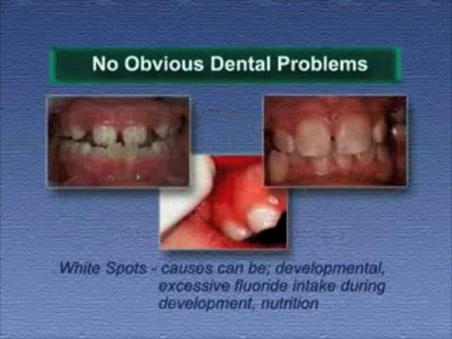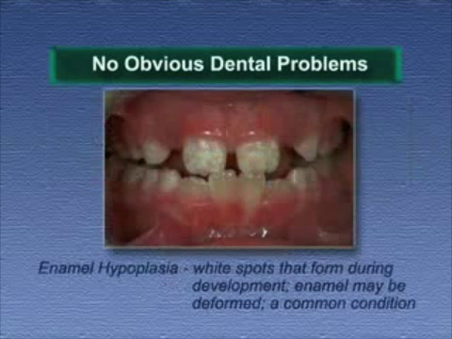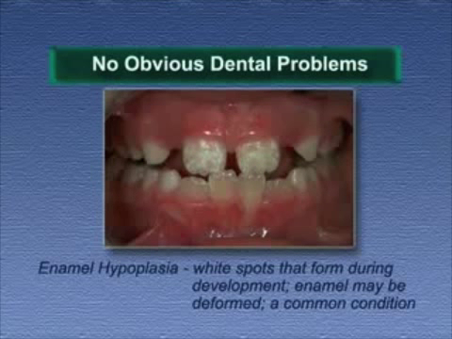White areas or spots. There are a number of factors that can lead to the development of white spots on teeth: developmental, excessive fluoride intake during development, and nutrition. The type of white spot determines the need for referral to a dentist for diagnosis and follow-up. Developmental, enamel hypoplasia. When new teeth erupt, there may be white spots on the teeth. These spots are formed during development and can appear as milky white. Sometimes the enamel may also be deformed in places. This condition is common.